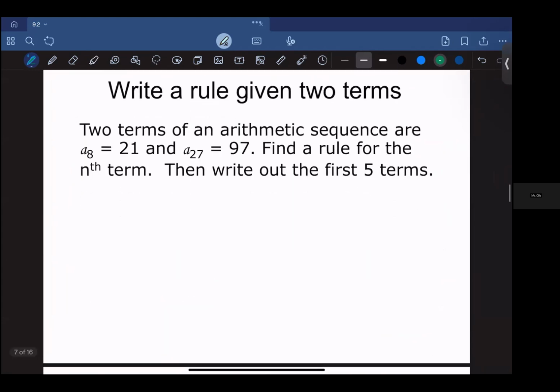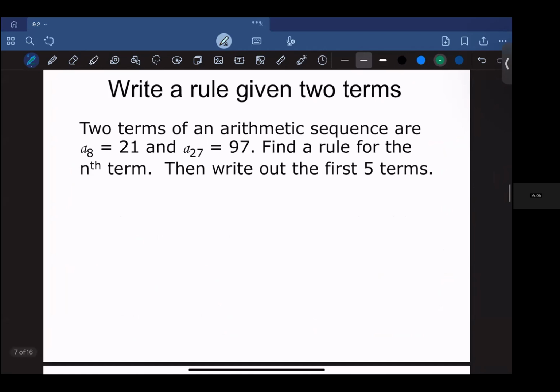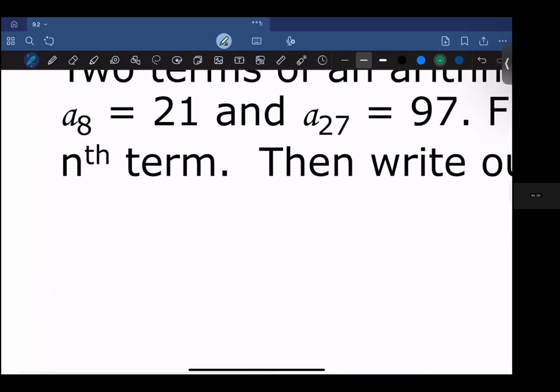Let's move on. We have write a rule given 2 terms. This is something new we're looking at. So we have 2 terms of an arithmetic sequence being a of 8 equals 21, a of 27 equals 97. Find a rule for the nth term, then write out the first 5 terms. Okay, so what we're going to do here, it's not too tricky either. What we first want to do is take the n terms and subtract them from the biggest to smallest.